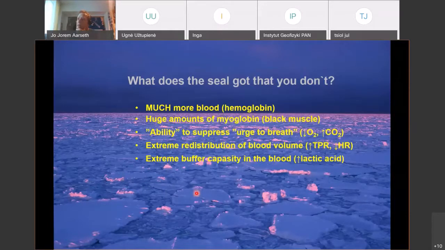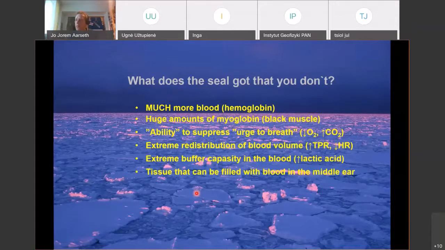To take care of the lactic acid which is always produced when we exercise, and also when the seal dives, they buffer this up. They have systems that soak this lactic acid up so it doesn't affect your muscles.